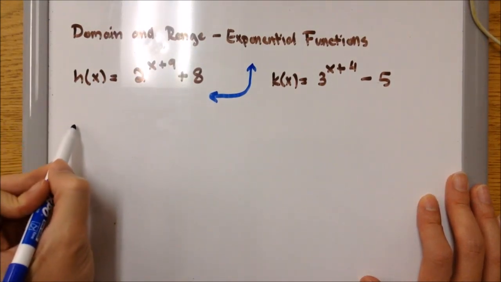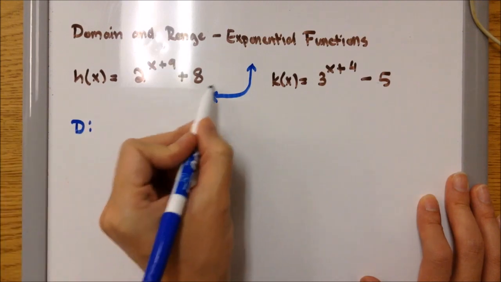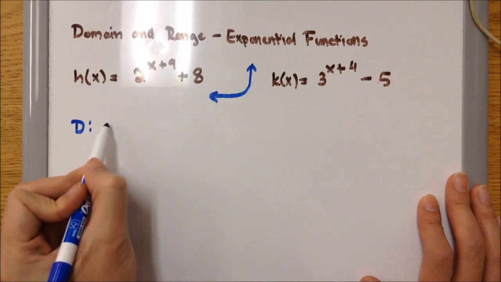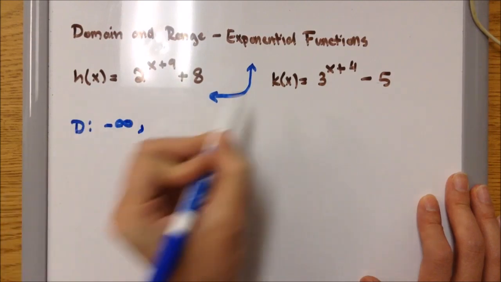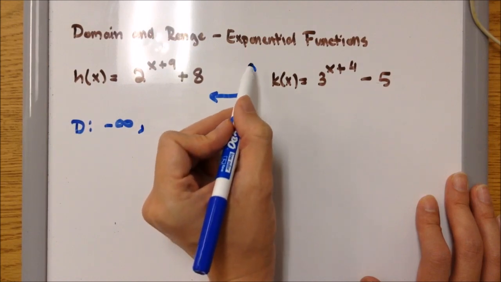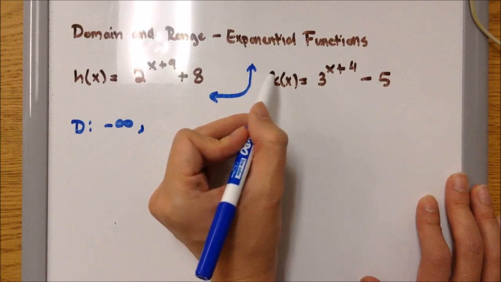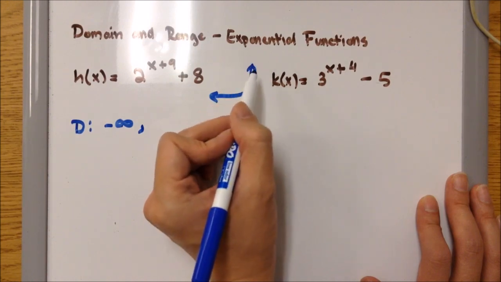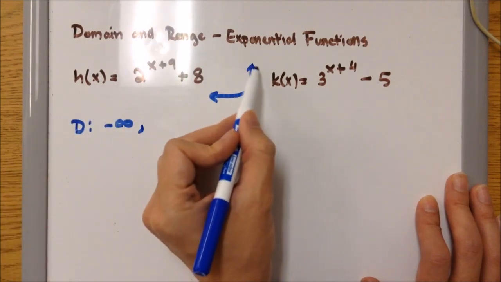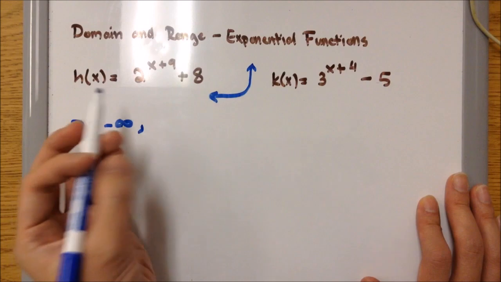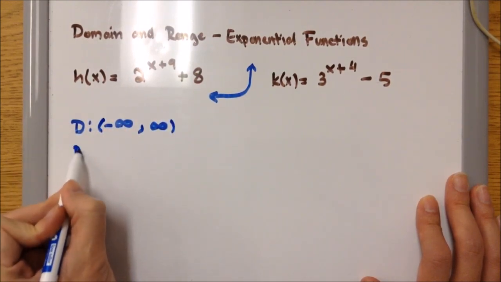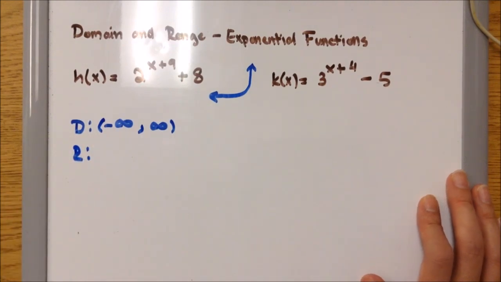If I were to do the domain, the left side of the graph is continuously going to the left, so it's going to be negative infinity. Over here, it's going upward in a slant, so it's going up and to the right. For domain, I'm going to focus on the right side. If it's continuously going to the right side, it's going towards positive infinity. And here's our domain.